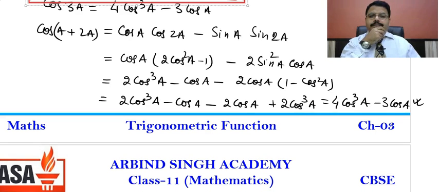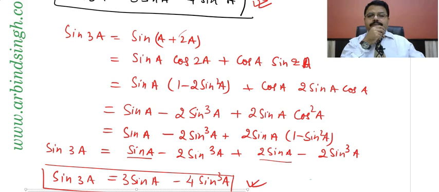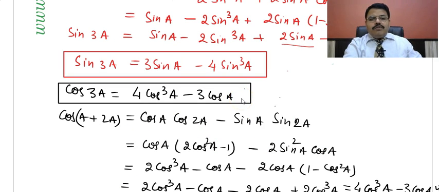This is one more formula, and you can remember this. Okay, so the next thing is sin 3A and cos 3A. These two formulas you must remember, right?